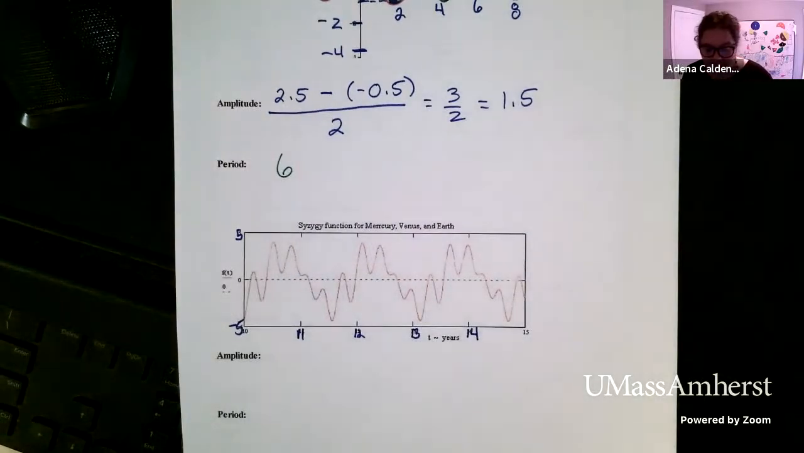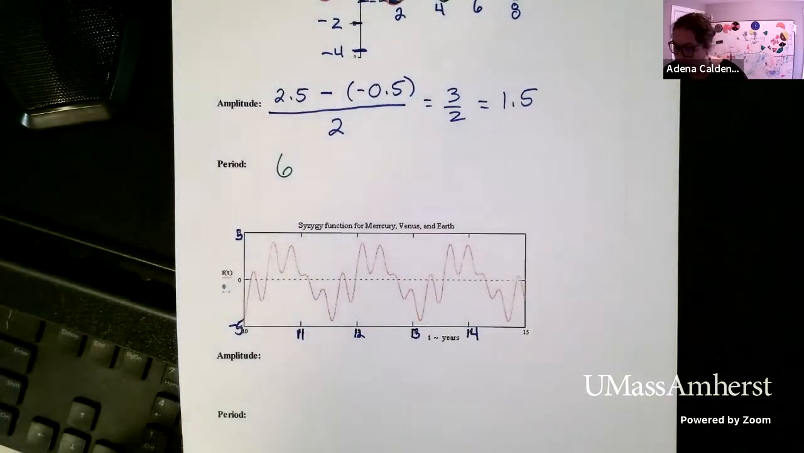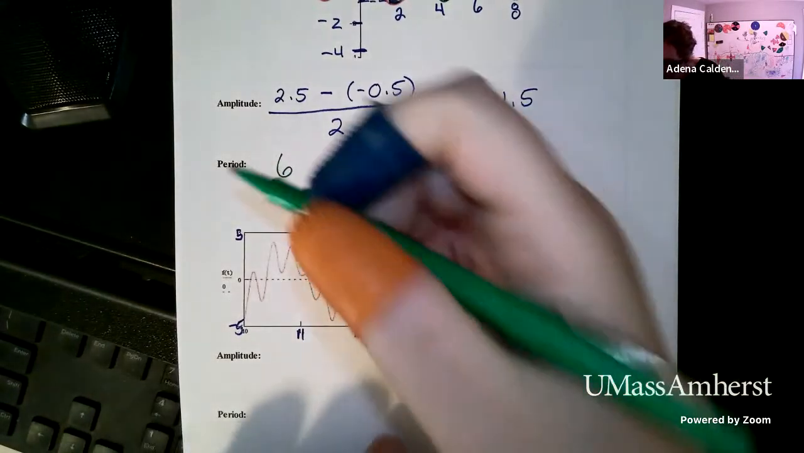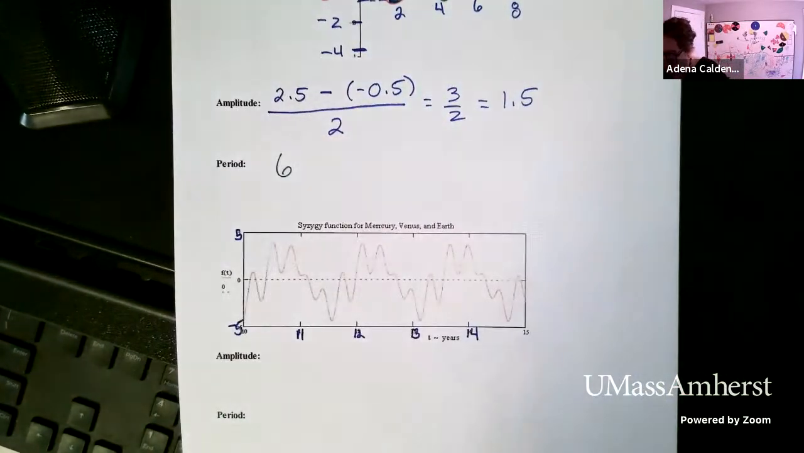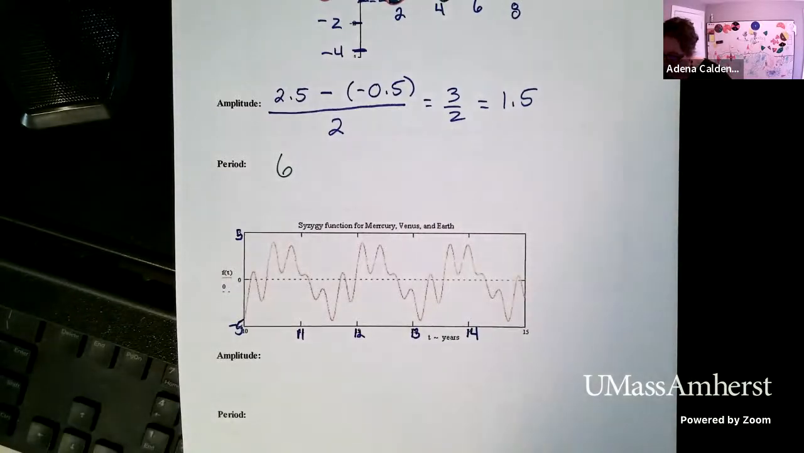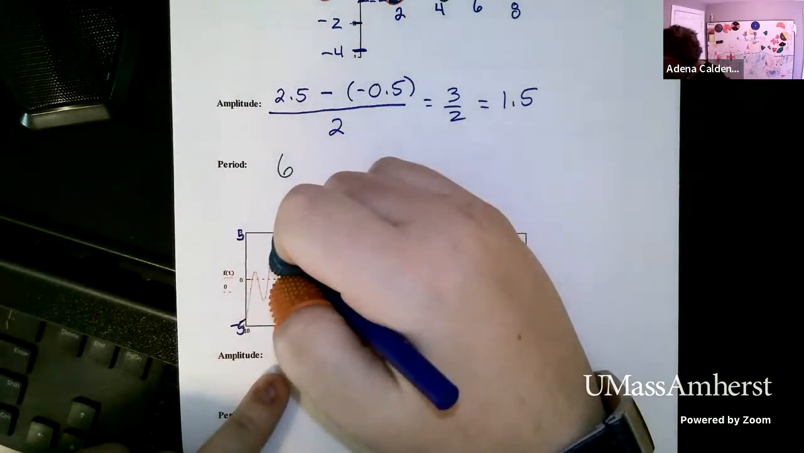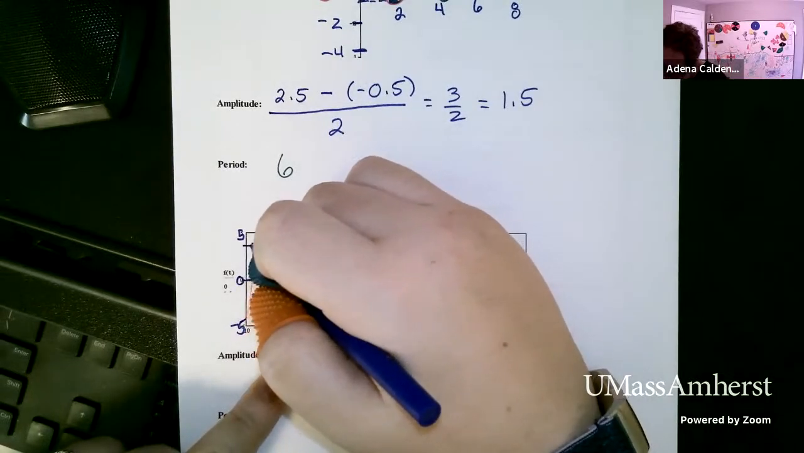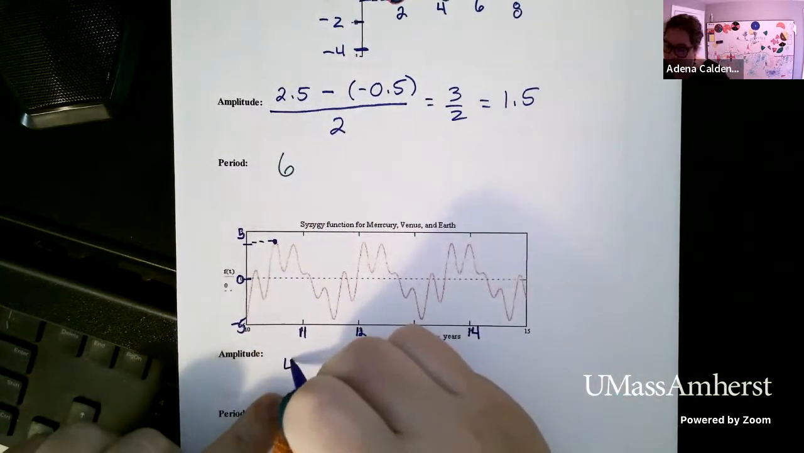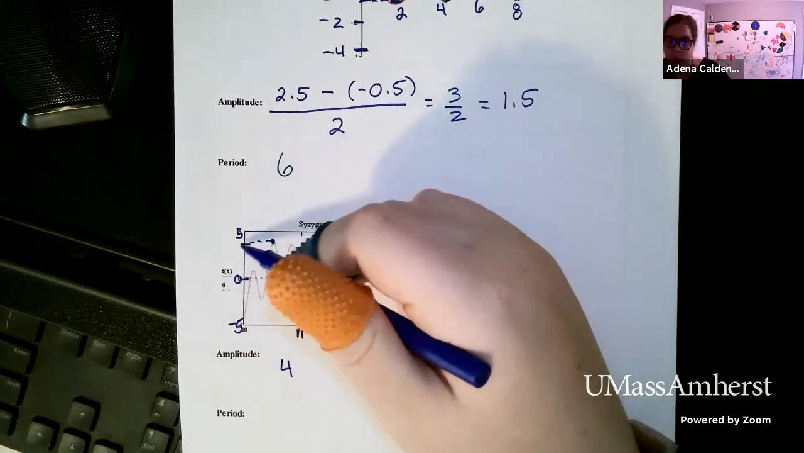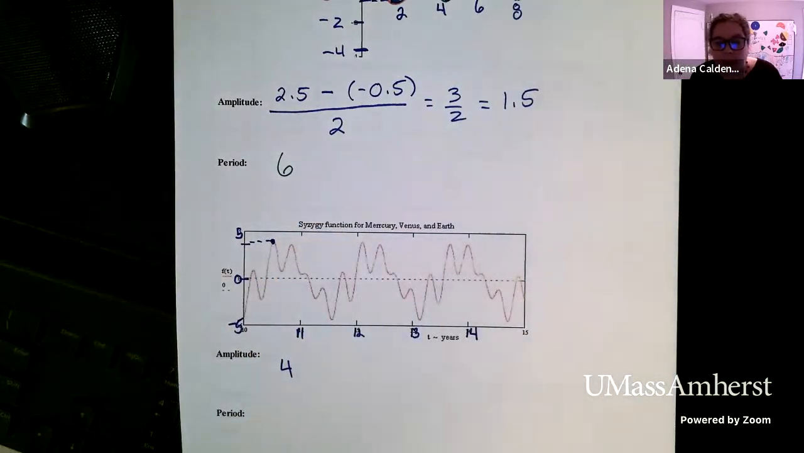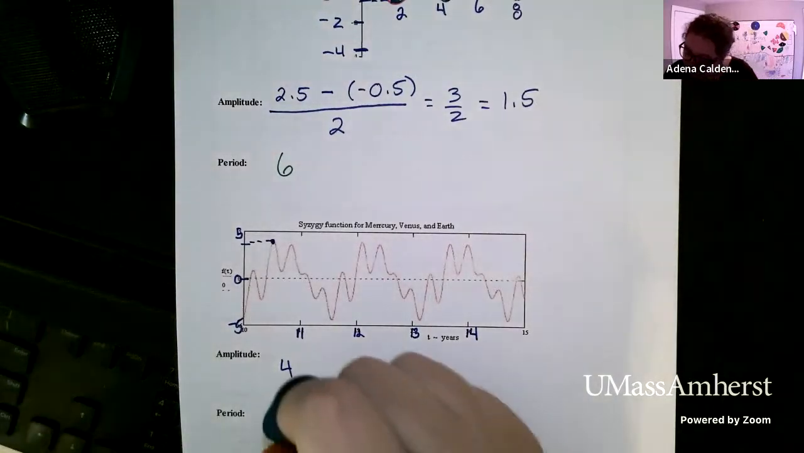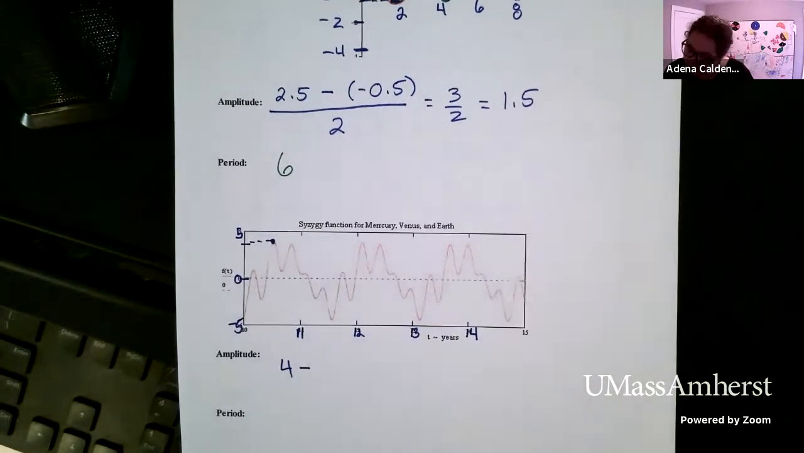So for the amplitude, again, we are trying to figure out the highest point and the lowest point. So if I'm looking at the highest point here, this one here, if this is 0, I'm going to call that 4, right? If this is 5 and this is 0, that looks to me to be approximately 4, as long as you're somewhere in that range. That's fine, right?